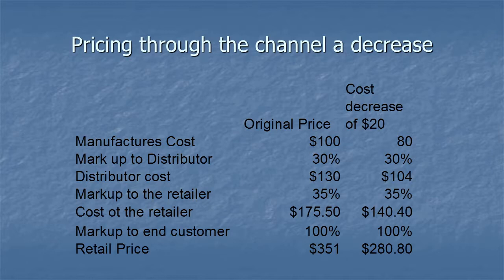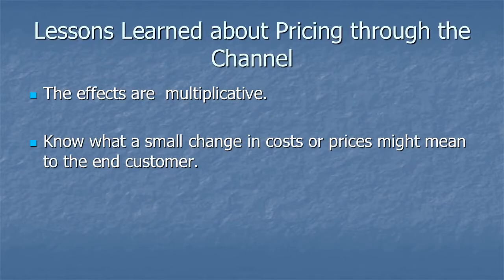So what happens if I'm able to reduce my price by $20? Well, if I'm able to reduce my price by $20 and I keep the same percentages, you'll see that my price goes from $351 down to $280, or in this case, a 20% decrease overall. And of course, think about that. That's a big discount for end consumers. So you need to understand how all that works.